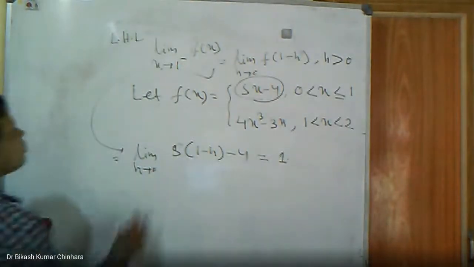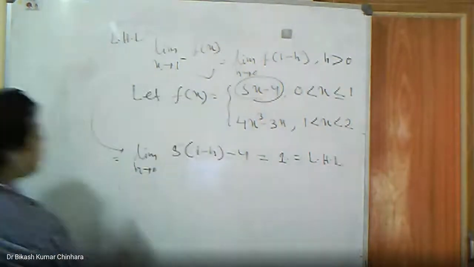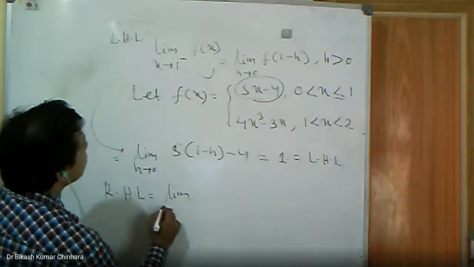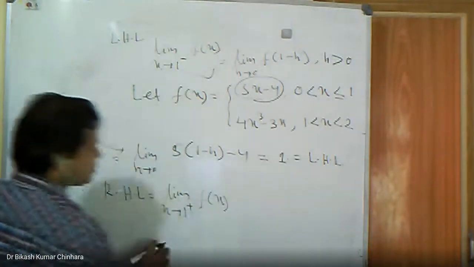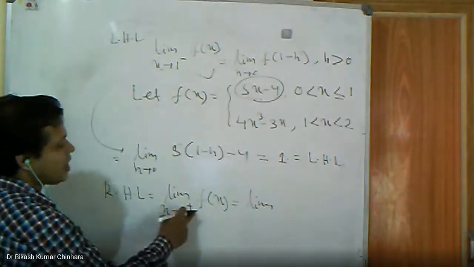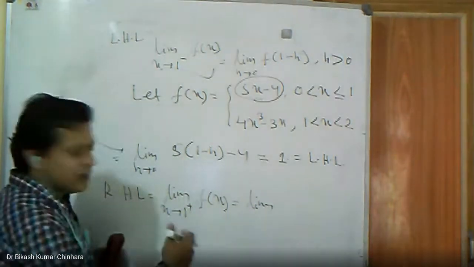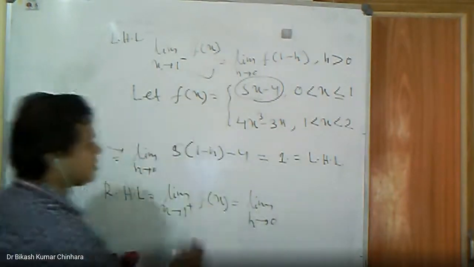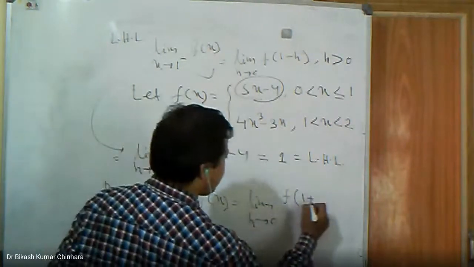Okay? So this is your LHL. And what is your RHL? For RHL, you have to evaluate x tends to 1 plus. Again, you write f of x, which is equal to limit. Whenever you write x tends to 1 plus, you cannot do anything because this is just a notation. You have to write it in a concrete form. For that, I am introducing a variable h. So it becomes f of 1 plus h.